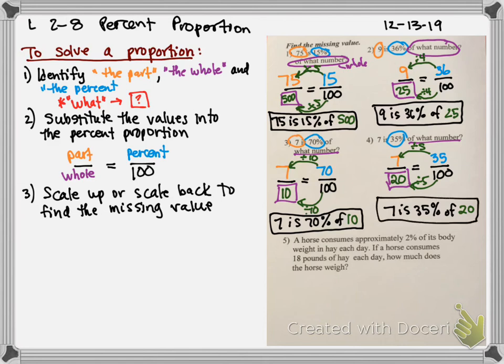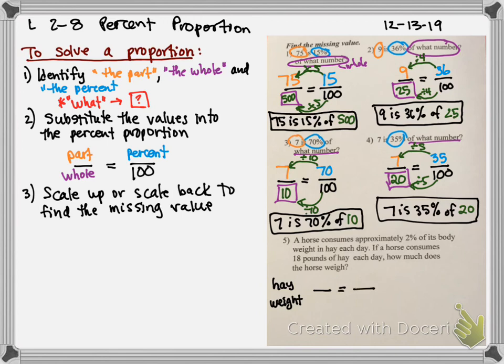All right, a horse consumes approximately 2% of its body weight in hay each day. If a horse consumes 18 pounds of hay each day, how much does it weigh? So because I've got all these words, I am going to write, let's see, hay and weight, kind of what I was reading in this problem. The horse consumes, he eats hay, and it's a portion of its body weight. So how much it weighs determines how much hay it's going to eat. Okay, so that's going to help me keep things together. So I'm going to do boom, boom, boom, boom.